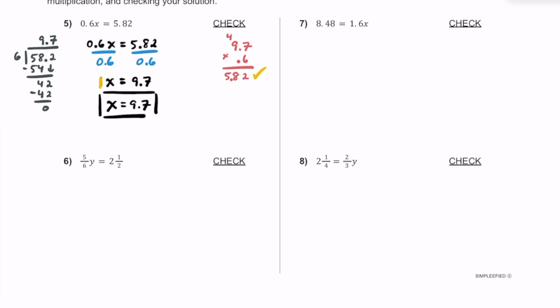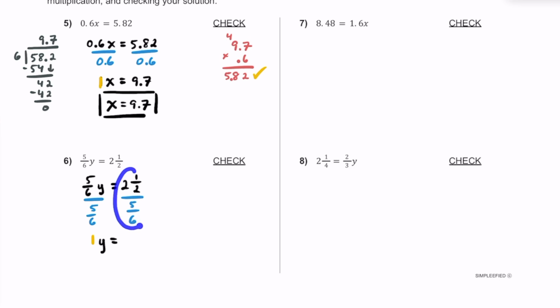All right, let's try another one. For number 6, we have this equation. We have 5/6 multiplied by some unknown value, which is y, is equal to 2 1/2. Okay, cool. So we can divide both sides. Since this 5/6 is being multiplied by y, the inverse operation here is dividing both sides by 5/6. So I'm going to write divide both sides by 5/6. Now, what's 5/6 divided by 5/6? Well, it's just going to be 1. So we're really looking at 1y is equal to.